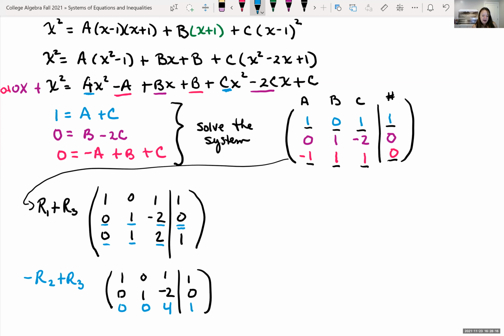So at this point, I noticed that we can look at row 3 and we can tell what C is. If we rewrote row 3 as an equation, this is saying 0a plus 0b plus 4c, so 4c is equal to 1. So from here, we can tell what C is. C has to be 1/4.